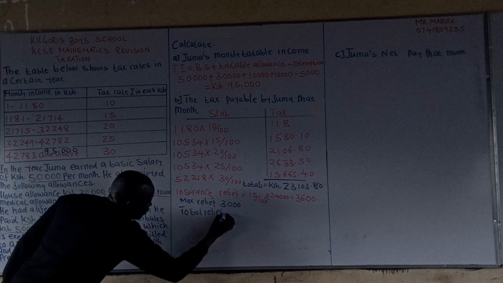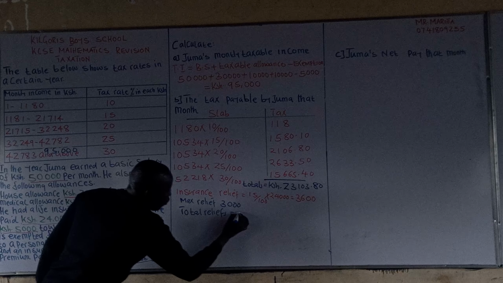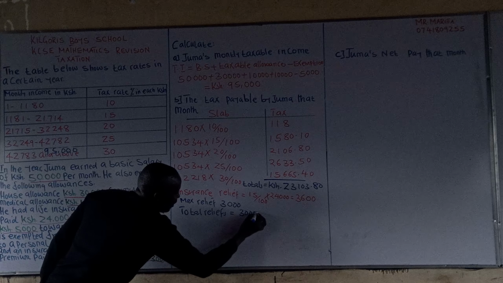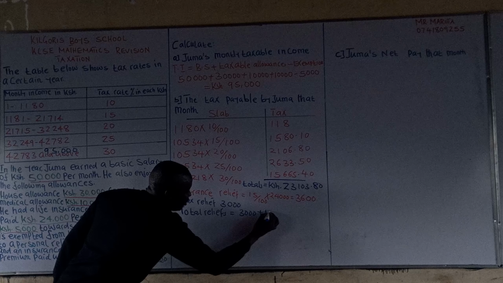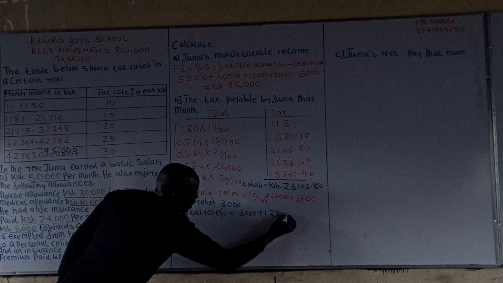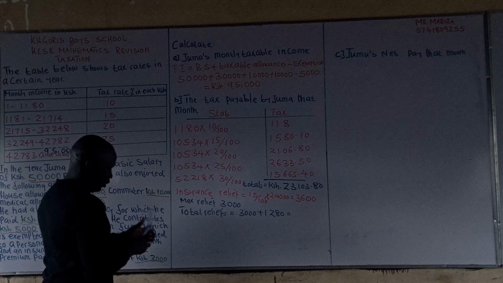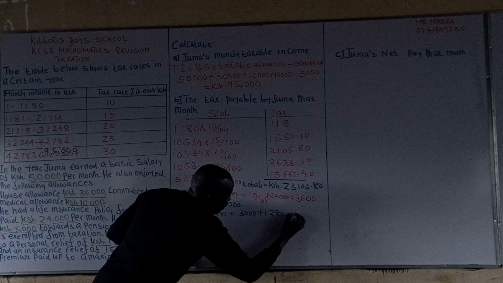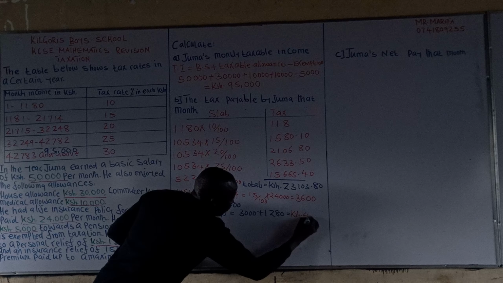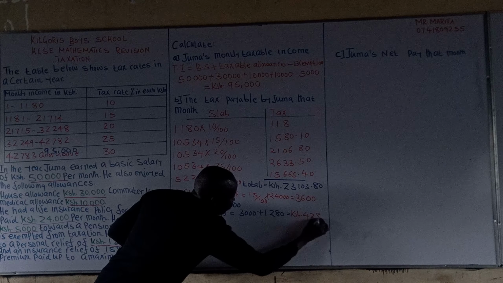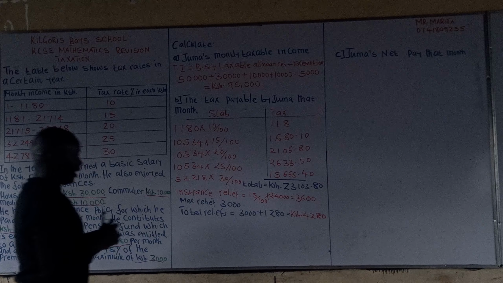The total reliefs is equivalent to 3,000, and then we have the personal relief of 1,280. That one gives us Kenya shillings 4,280. So we have this Kenya shillings 4,280.